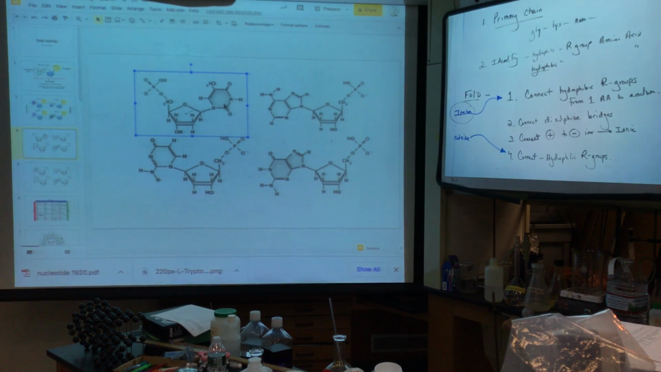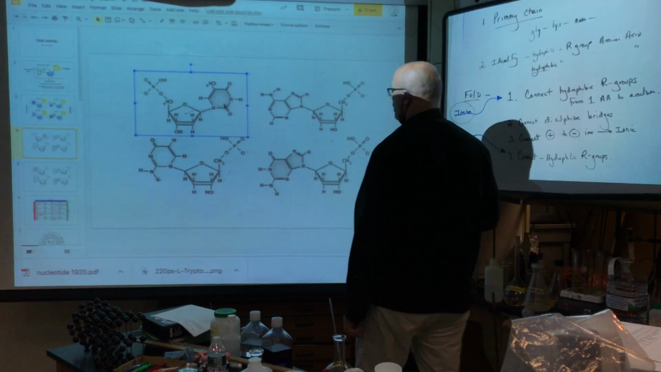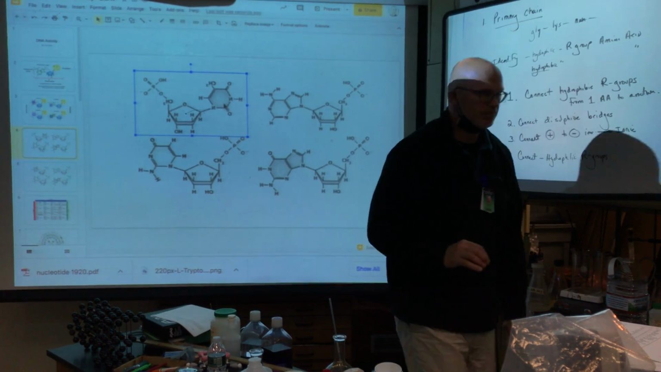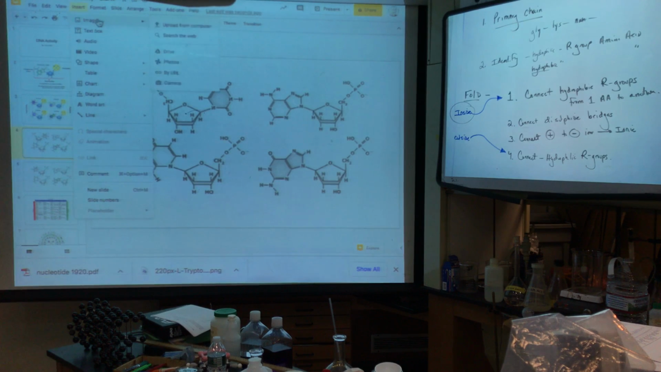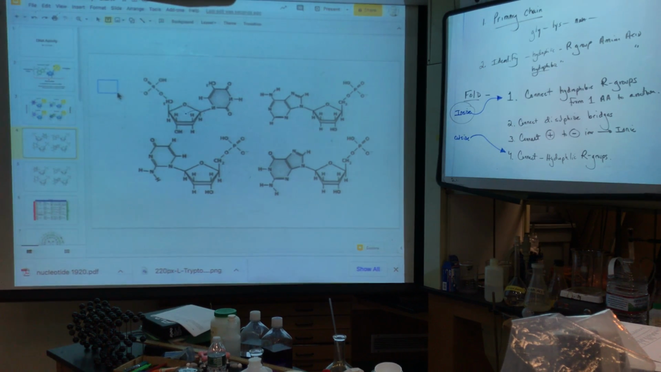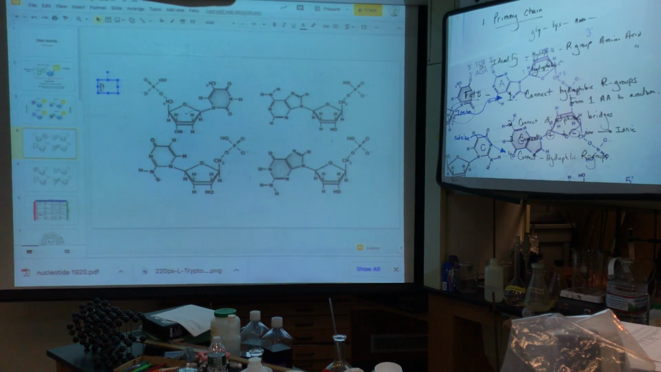Now, we're going to number these carbons. Okay, so make sure I do this right for you guys. We're going to number these carbons. All right, so we're going to insert a text box. Put a nice blue bold number here. I'm going to do number 1. I'm going to make it a little bigger and make it blue. I like the numbers blue. If you don't want to use blue, hey, I can't make you.